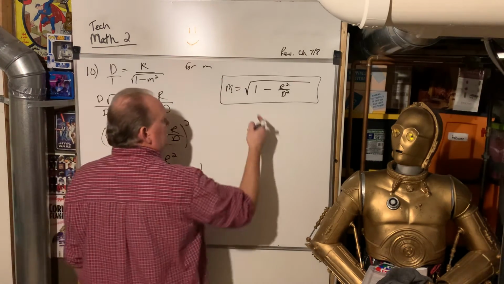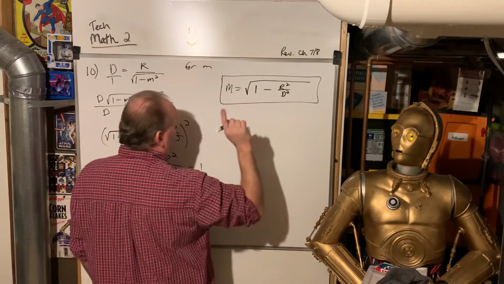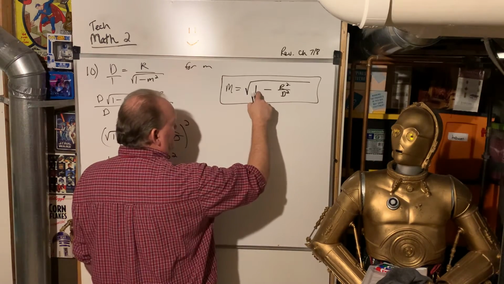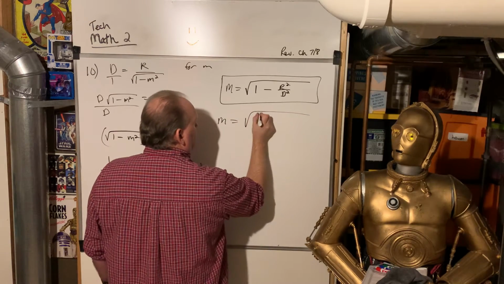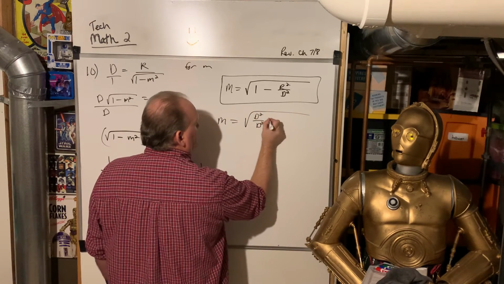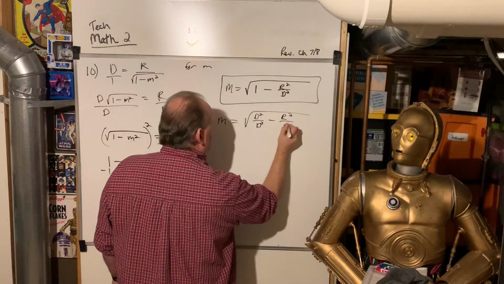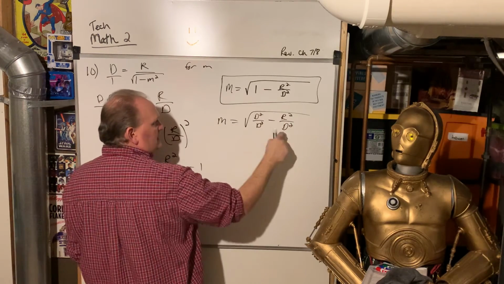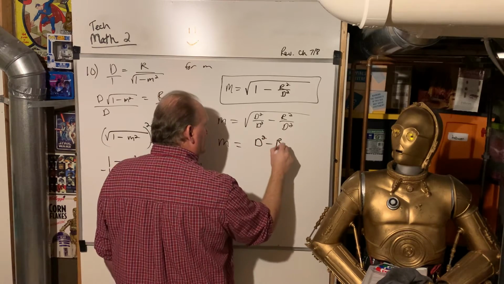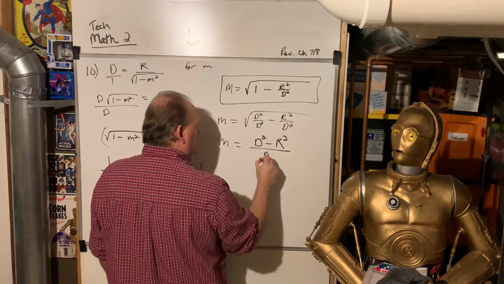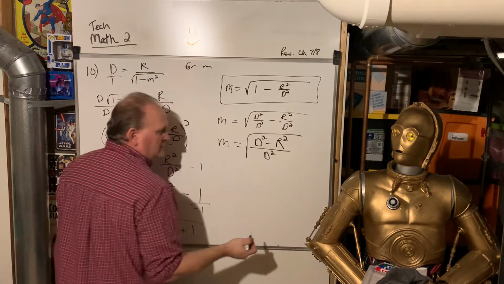I'll show you what they were thinking. You don't have to, but you could make it into d squared minus r squared over d squared like this. Say that's d squared over d squared, so you have a common denominator. Then you could say the square root of d squared minus r squared over d squared.